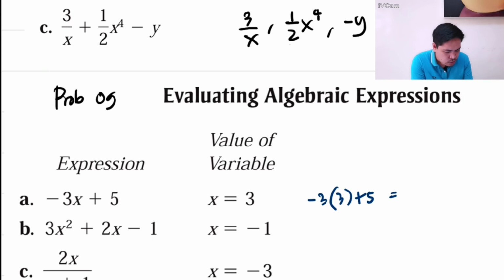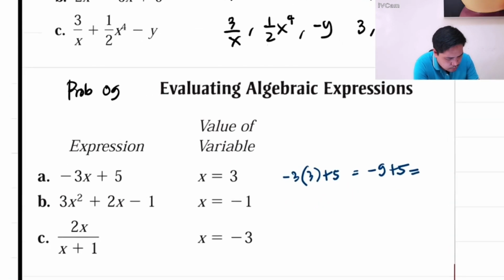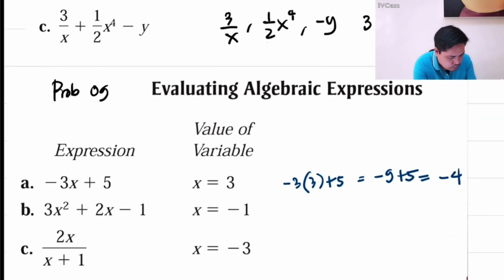So, PEMDAS is the rule that we have been using since elementary. We multiply first before we add. So, negative 3 times 3, that's negative 9, plus 5. So, the answer is negative 9 plus 5, that's negative 4. Do I need to explain why it's negative 4? I think you can do it. Meaning, you have 5, and you subtract 9. Of course, you are short by 4.